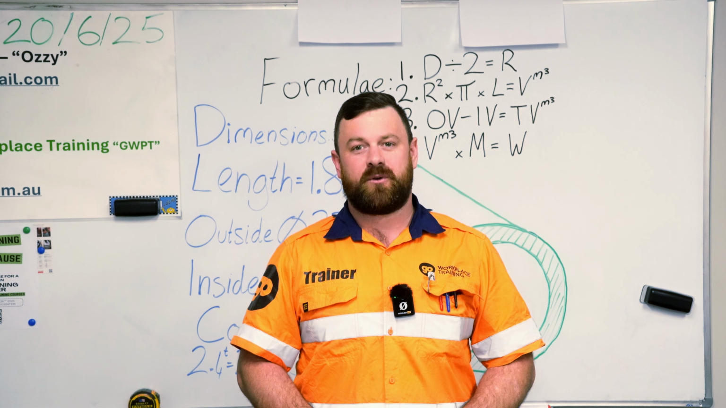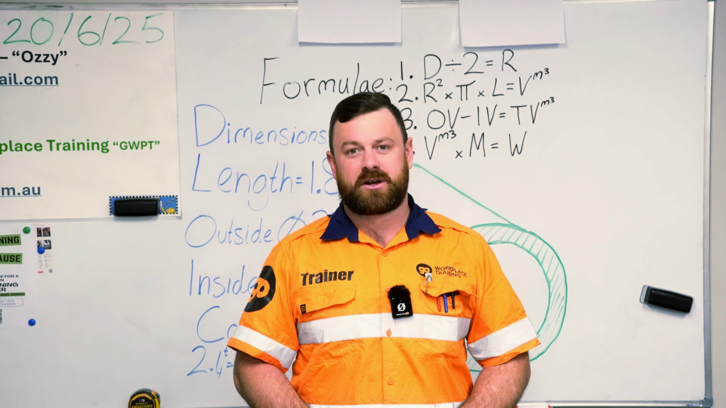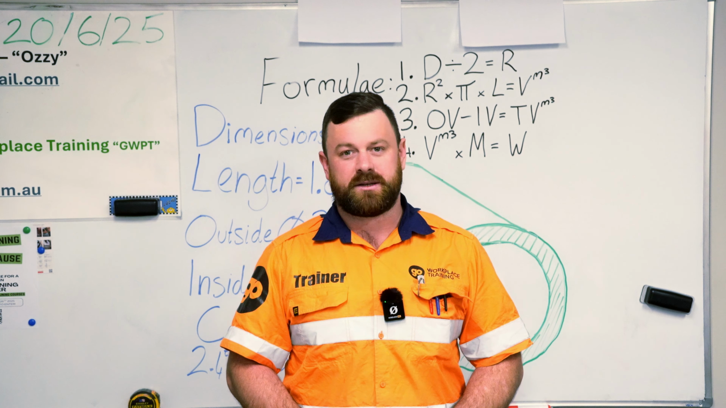Okay, so there's a 4-step process to finding out how much a concrete pipe weighs. What is that? First of all, we need to find out what our radius is. Then we need to find out what our two volumes are. Then we need to find out what our total volume is. And then we need to find out how much it weighs. So what is a radius? A radius is half a diameter.